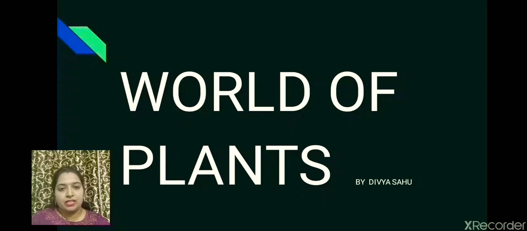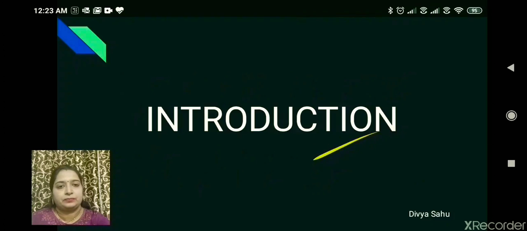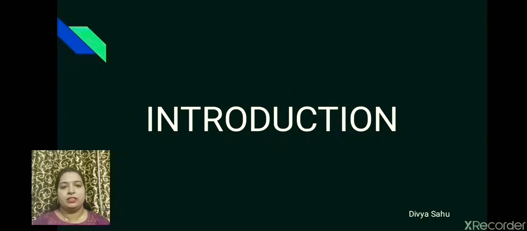Yesterday we studied about types of plants and about the root system. Today we are going to study about other parts of a plant. So children, as I told you yesterday, the part of a plant which remains below the ground is called the root system.